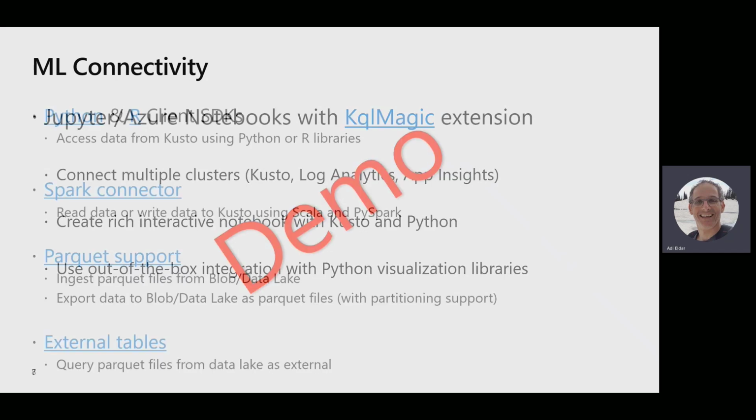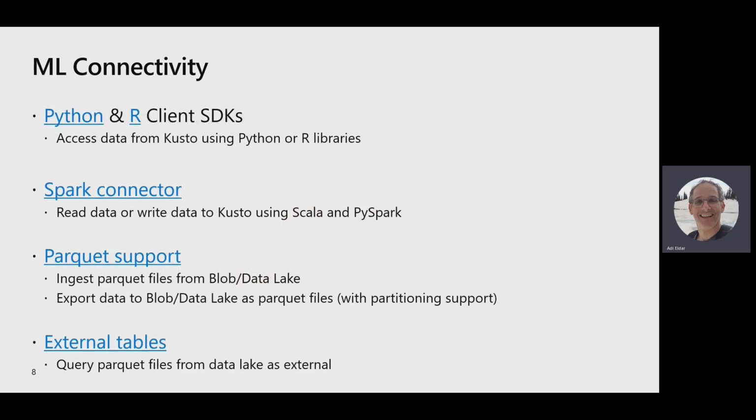Okay, I'm almost done. The last thing I want to talk about is that we also have an SDK for Python and R, and we have a connector to connect to Spark to pass big amounts of data to and from Spark efficiently. We support Parquet, and we support external tables, Parquet files and others, in order to connect to data sets which are not in Kusto.